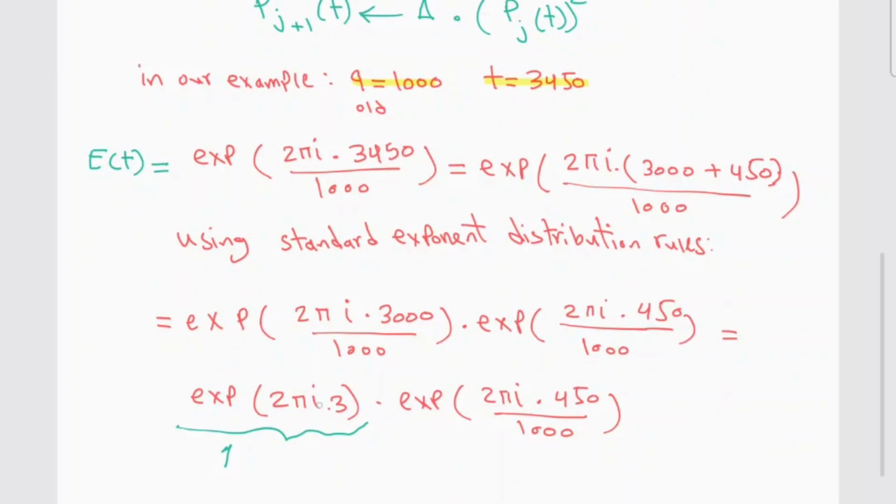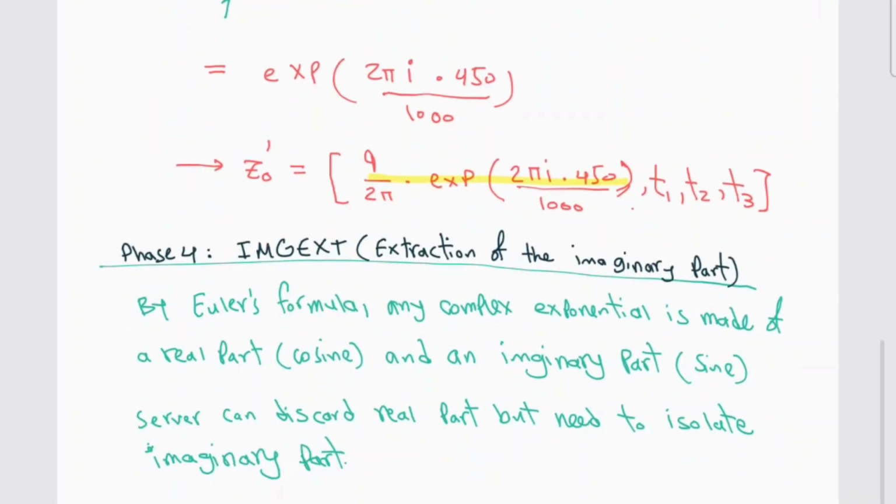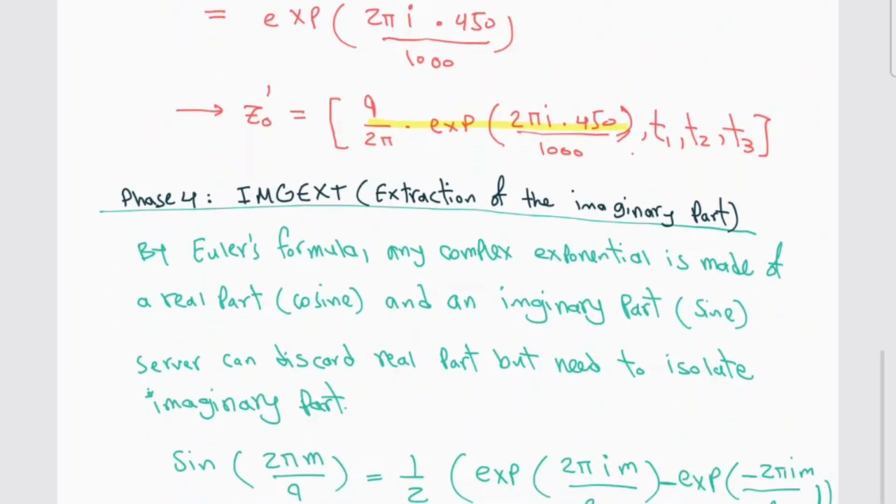So the first term here is going to be equal to 1. So the result that we get for updated slot 1 is going to be this exponential here. So I just write, instead of t0, this expression here. Now we go to phase 4. Phase 4 is called the extraction of the imaginary part.